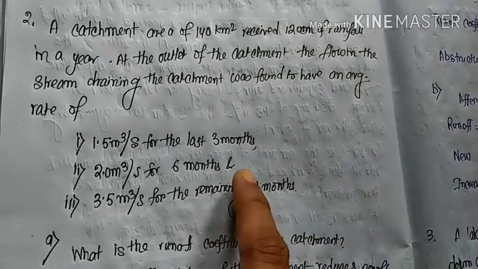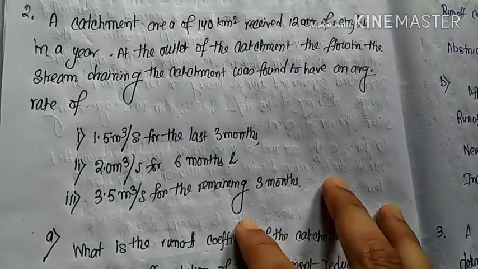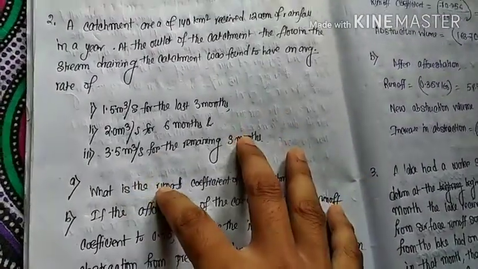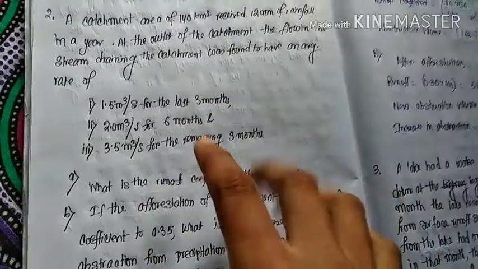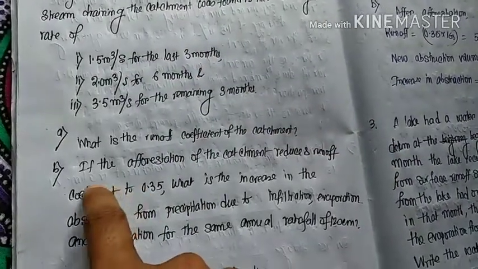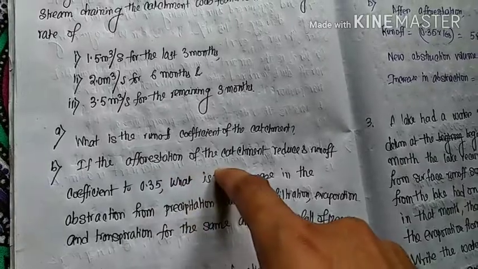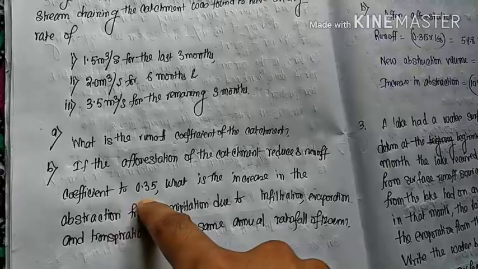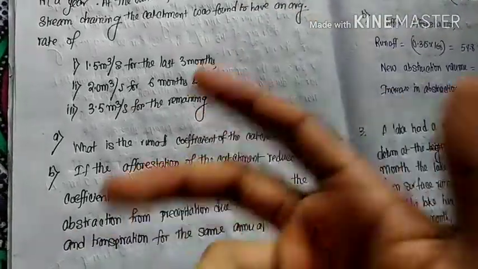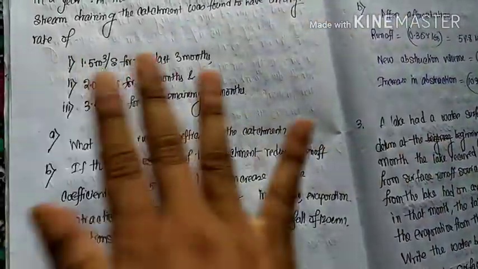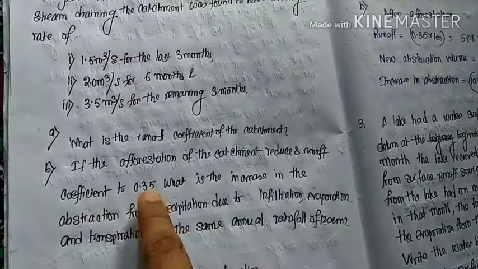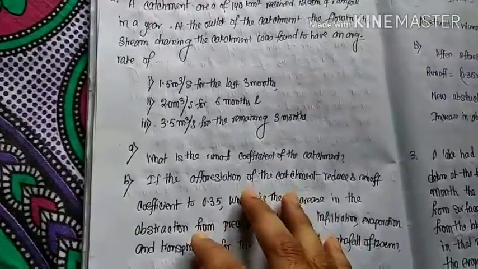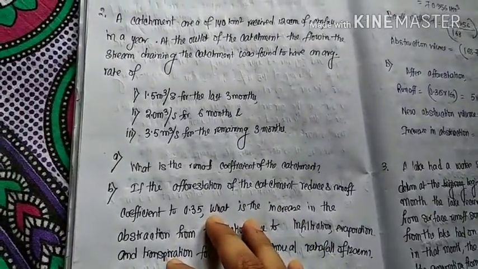Now we can find the runoff coefficient of the catchment. We have to determine the runoff coefficient first. And the second question is, if the afforestation of the catchment reduces the runoff coefficient to 0.35, what will happen? There will be some amount of water losses, right? And the losses of water will be more.